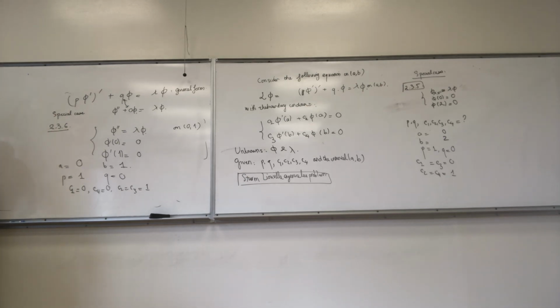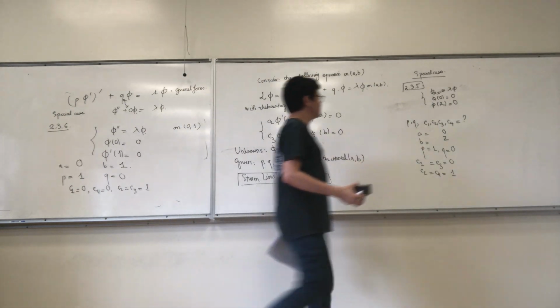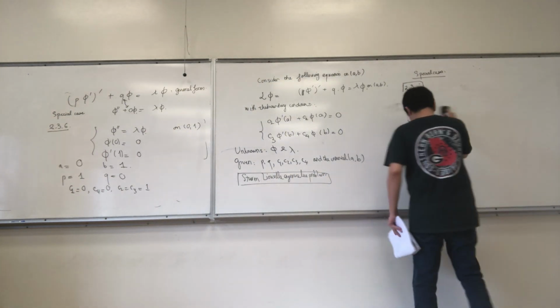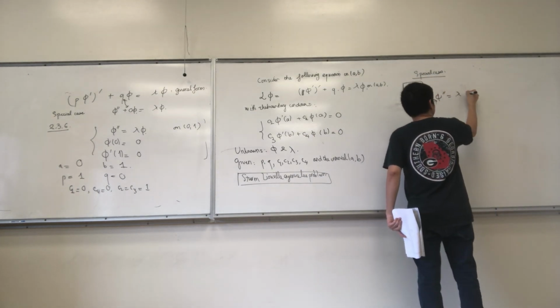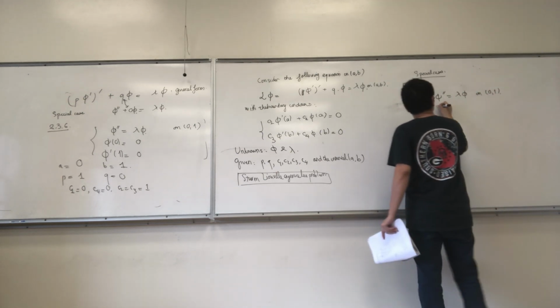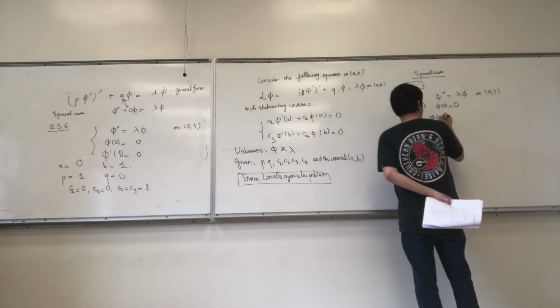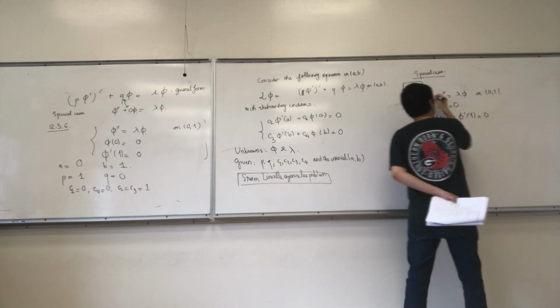So let us go to another example. So this is 3.5.7. Phi second is lambda phi on 0, 1. Phi of 0 is 0. And phi of 1 plus phi prime of 1 is going to be 0.